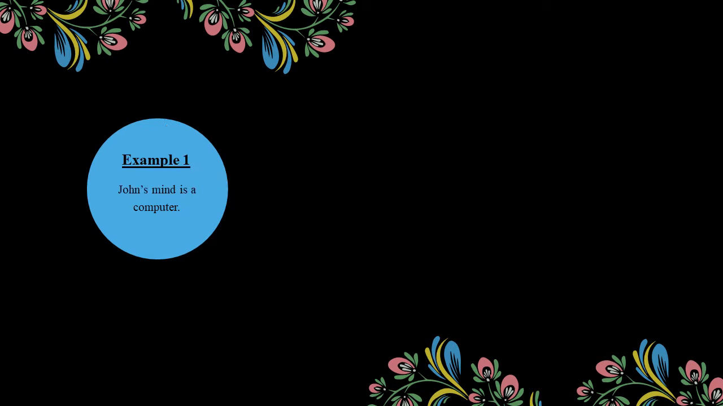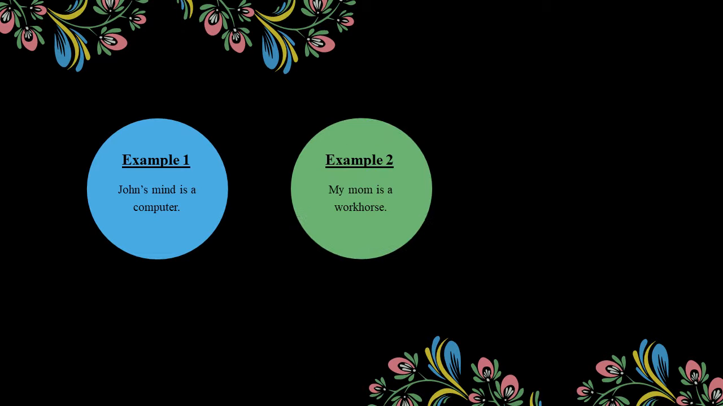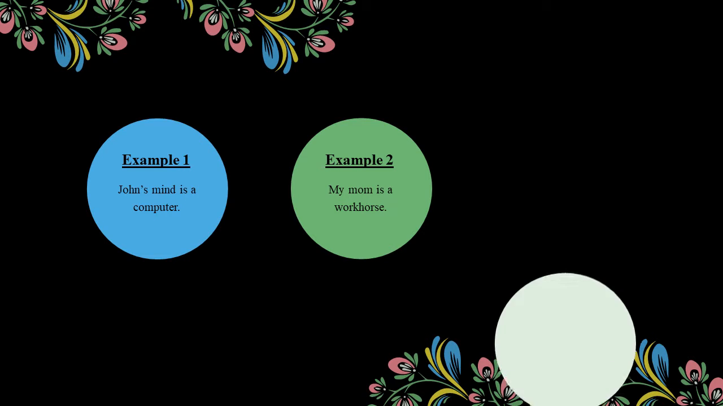So let's take these examples. First, John's mind is a computer. So you compare the mind of John to a computer. Okay, directly comparing John's mind to a computer. Next, my mom is a workhorse. When we say workhorse, it dependably performs work hard over a long period of time. So you compare your mom to that. Okay? So you don't use the word as or like anymore.